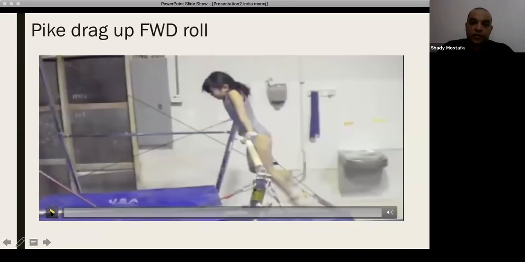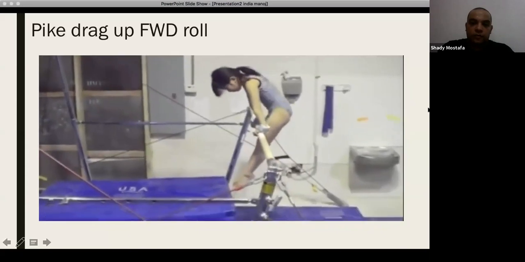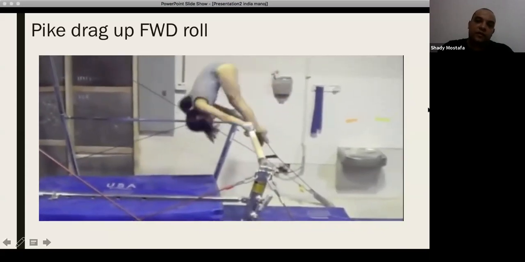This is also really good. Shoulders forward, lift, lift, lift.